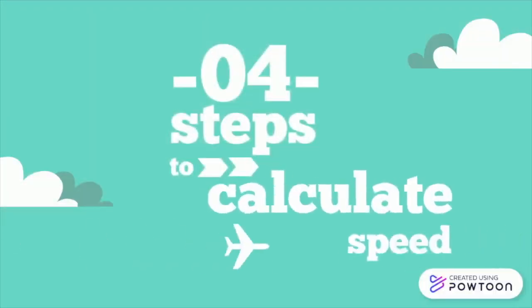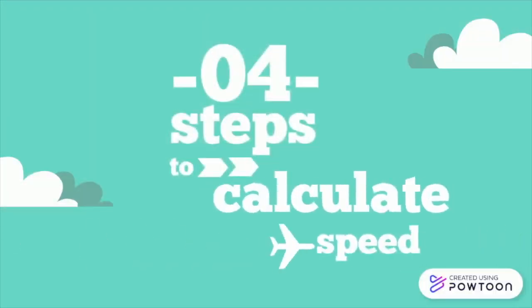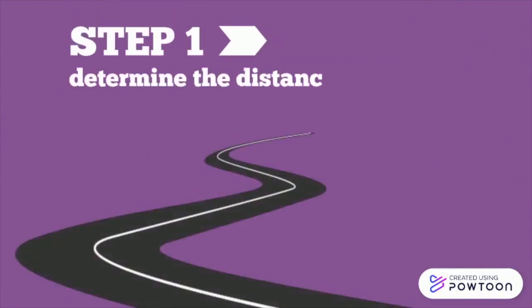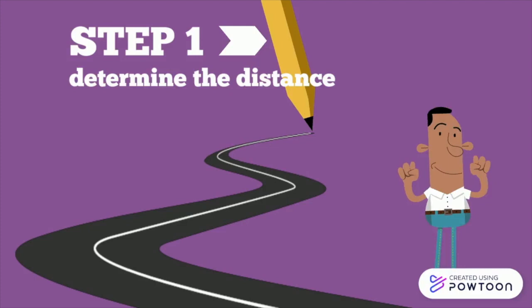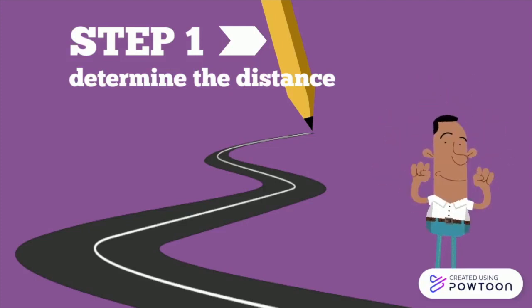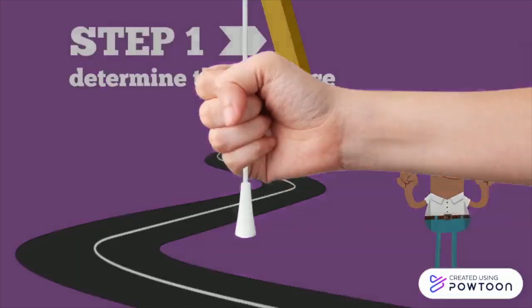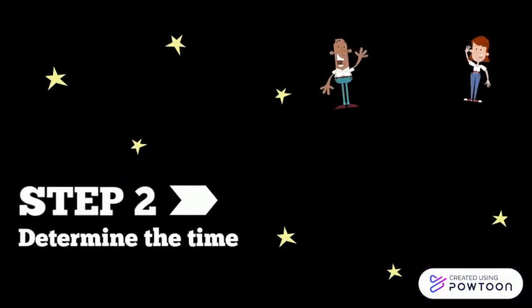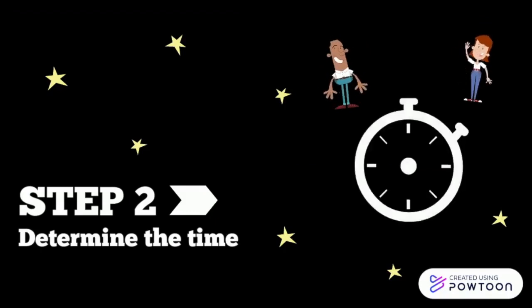Four steps to calculate speed. Step 1. Determine the distance the object has traveled from the starting point to the ending point. Measure this distance using meters. Step 2. Determine the time it takes for the object to travel from the starting point to the ending point. Measure the time using your stopwatch in seconds.